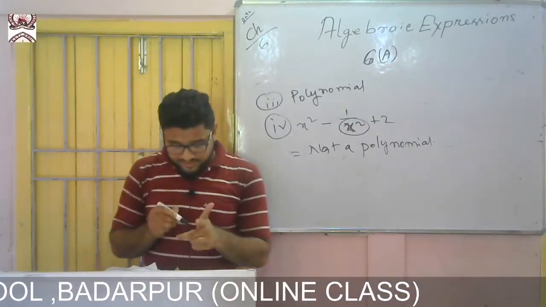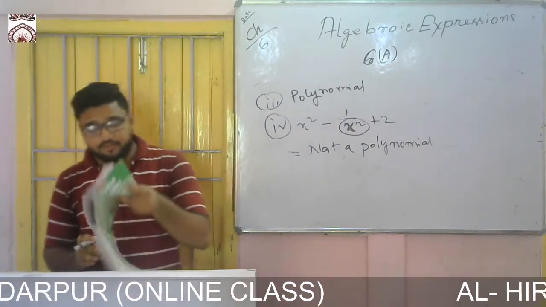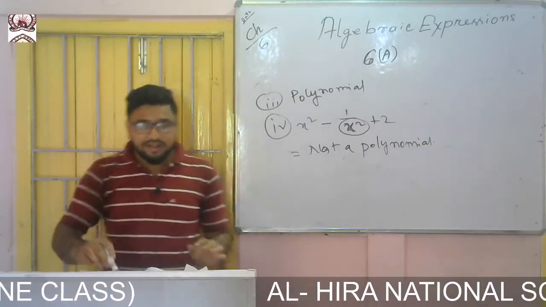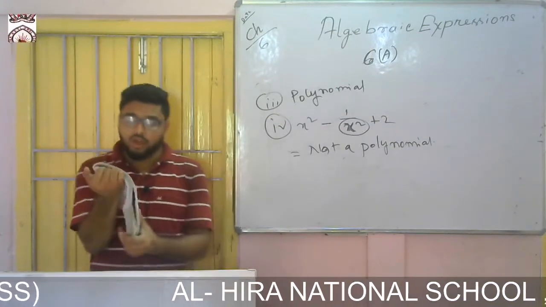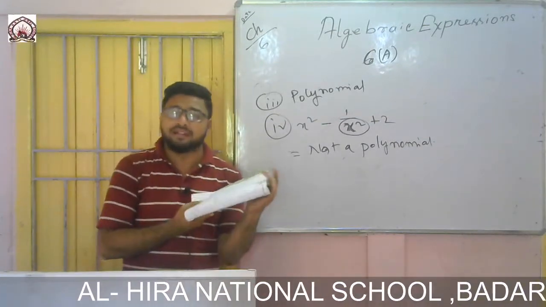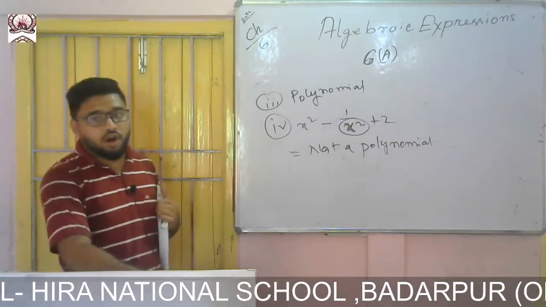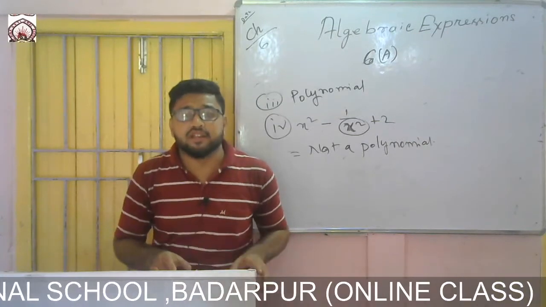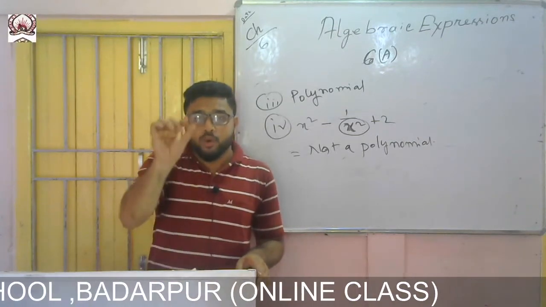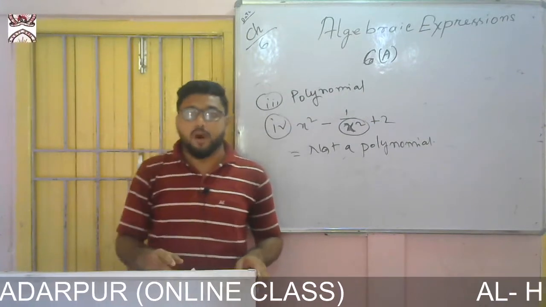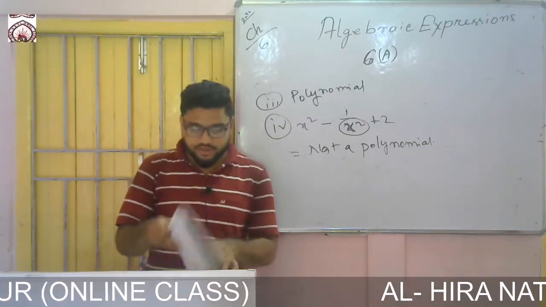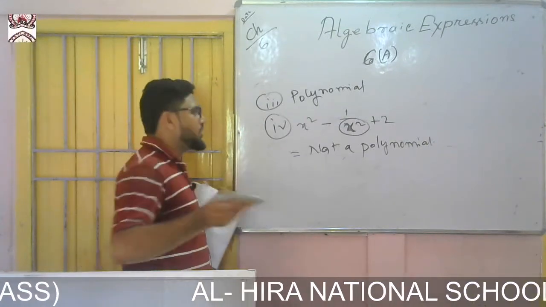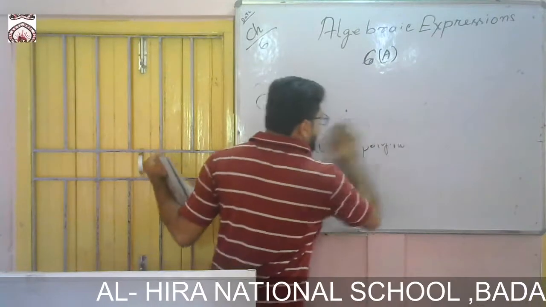So now come to question number 6. See the question: write down the degrees of the following polynomials. We have to write the degrees of the polynomial. So how to check the degrees of the polynomials? The variable which has the highest power, that has the highest degree. That is the degree of the polynomial. Okay, let me write.